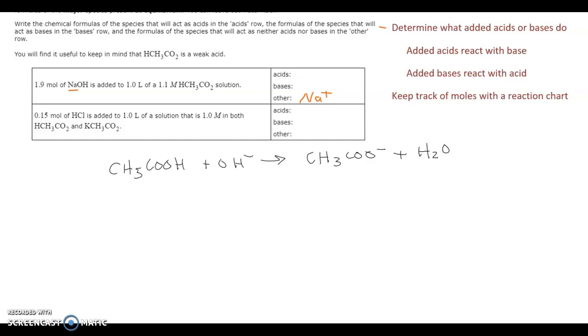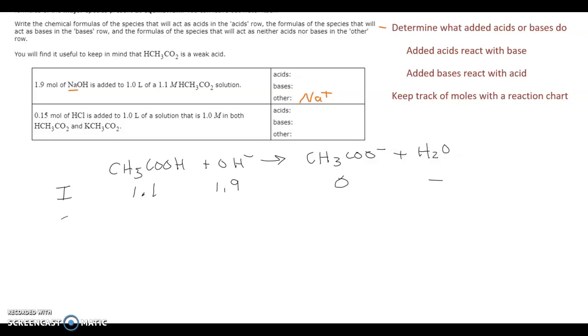And now we want to keep track of our moles. So we'll have the initial number of moles that are present. And for acetic acid, we have 1 liter of 1.1 molar. So that makes 1.1 moles. For the OH, we have 1.9 moles. And we don't have any of the acetate yet, and we don't care about water.